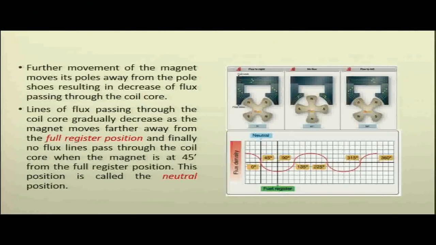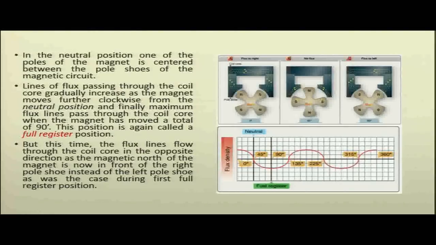In the first position, it was the full register position, where maximum lines of flux were passing through the coil core. The second picture is the neutral condition, where no lines of flux are passing, and you see one pole of the magnet, the north pole, is exactly in the center between the two pole shoes. In the neutral position, one of the poles of the magnet is centered between the pole shoes of the magnetic circuit.